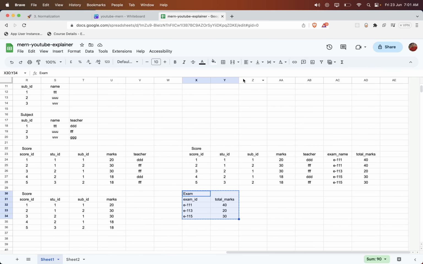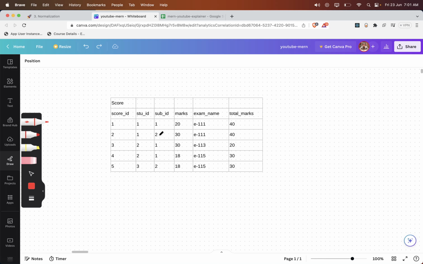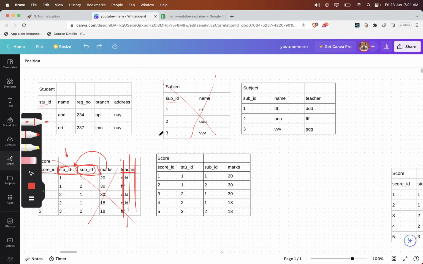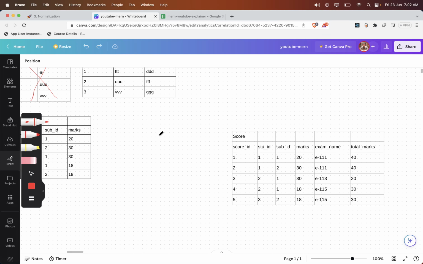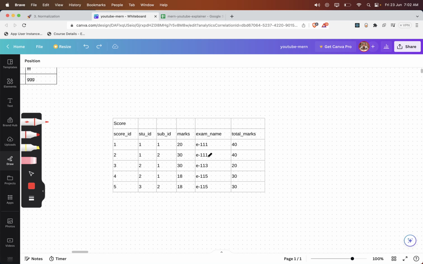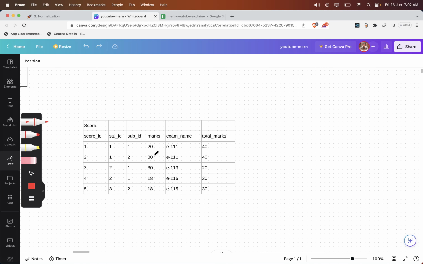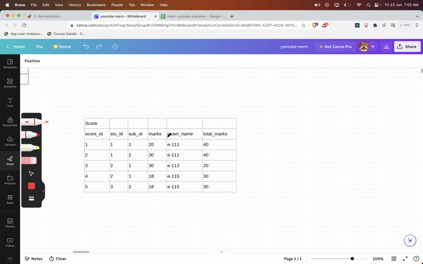Let's try to understand. So this was our earlier table, the score table. But if you want to work on the third normal form, remember that it should be in the second normal form like this. Only a table which is in the second normal form can undergo the process of third normal form. Now, in the score table, we were missing a few details, and those details are nothing but the exam name and the total mark.